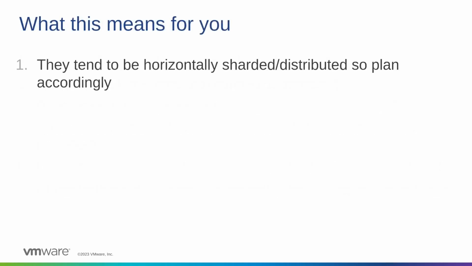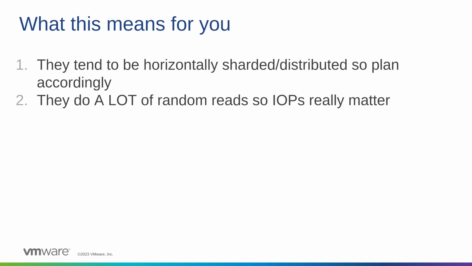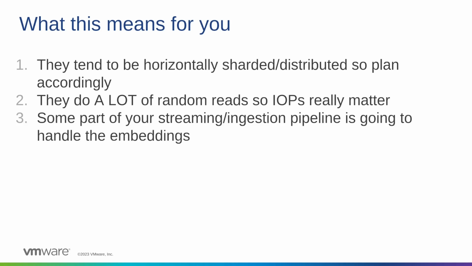What this means for you is they tend to be horizontally sharded, distributed, so plan accordingly. They do a lot of random reads, so IOPS really matter. The way that you walk a vector database index requires a lot of random reads. Some part of your streaming ingestion pipeline is going to probably handle embeddings. As you start to put structure around this unstructured data when it comes in, you're going to probably send it to a neural network, probably over some eventing framework, and then pick it up, make it into a vector, and then back through that eventing framework, send it into some vector database.